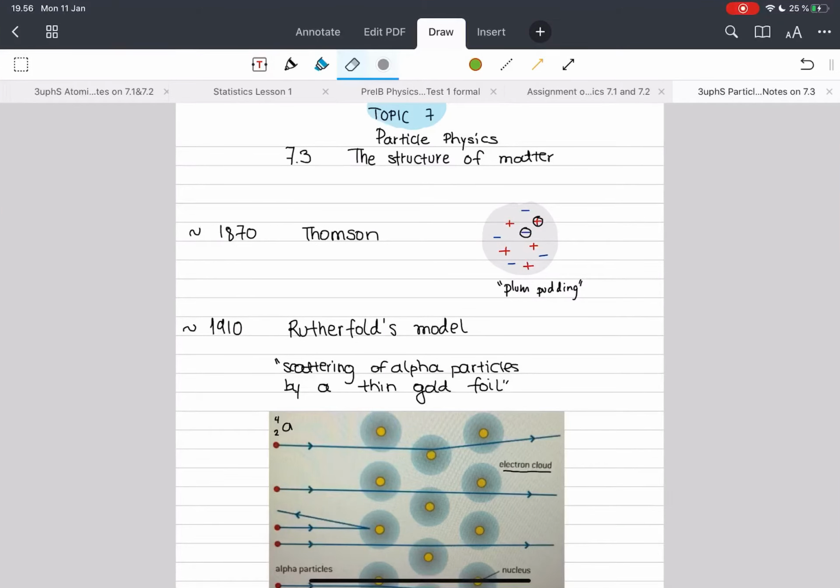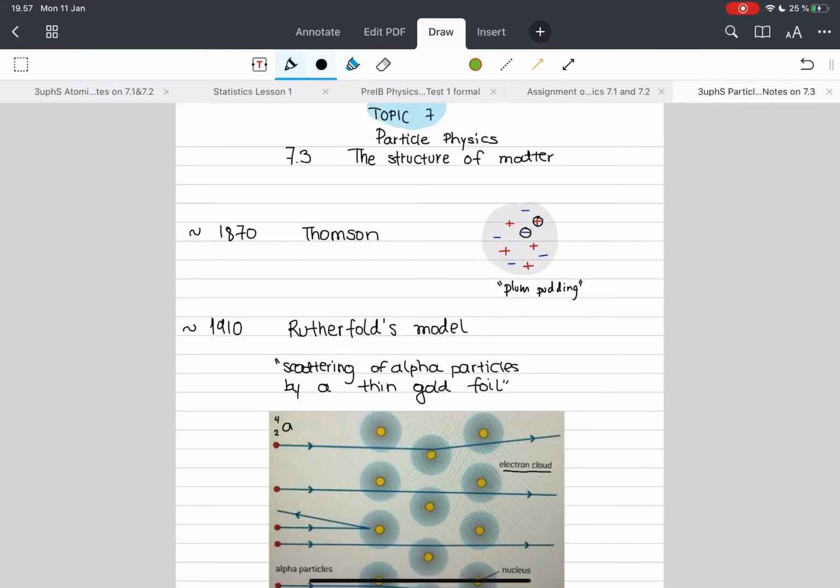So we have now seen 7.1, which was the atomic physics, 7.2, which was the nuclear physics, and now we're going into 7.3, which is the last part of topic 7, and it is particle physics, the structure of matter.